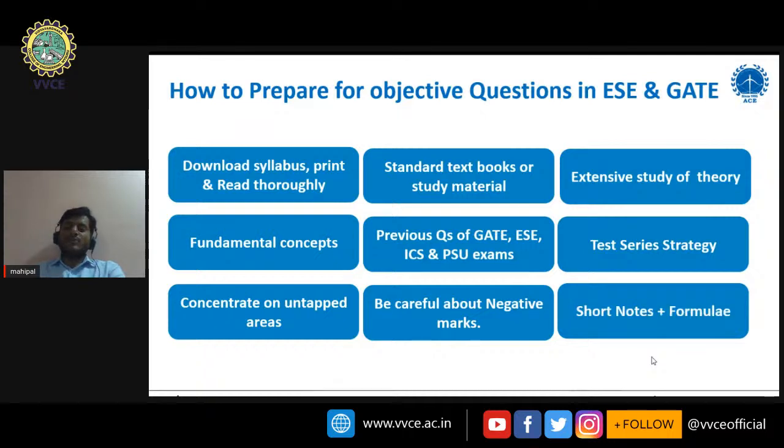And the final one, which will really help you at the time of revision, is short notes and formulae. It's very difficult for you to revise the syllabus at the end of the examination preparation. But with short notes and formulae, believe me, you can revise the syllabus daily, once. That much possibility is there. So these are the 9 important things that you need to remember when you're preparing for competitive examinations, especially GATE and ESE.